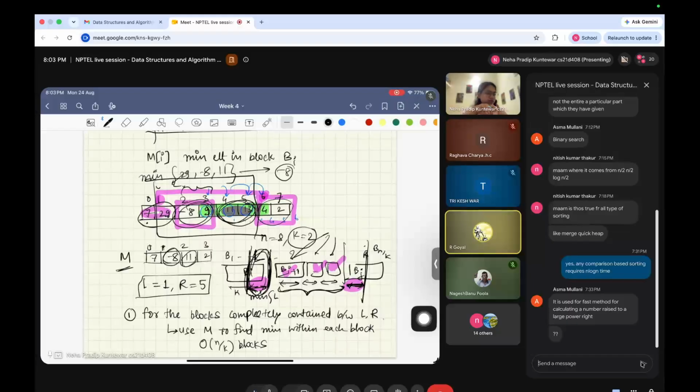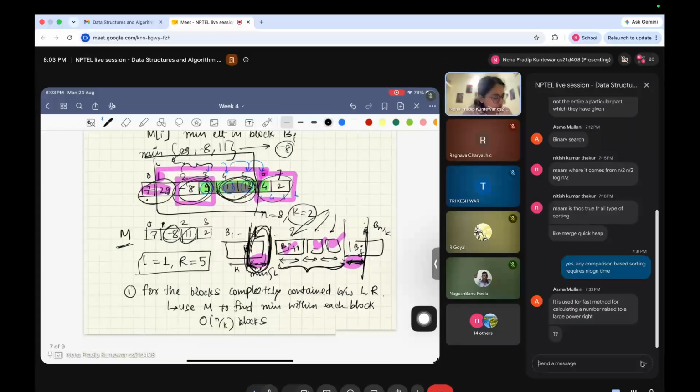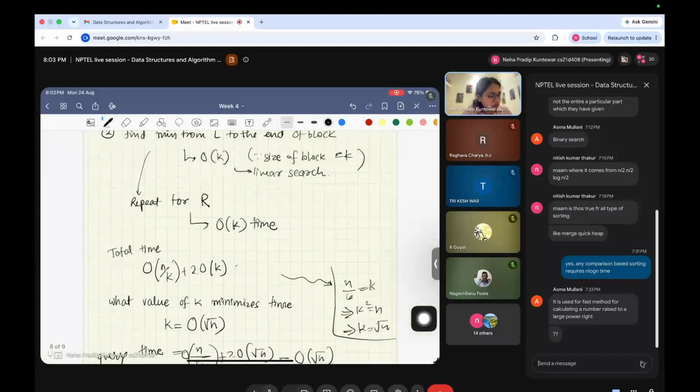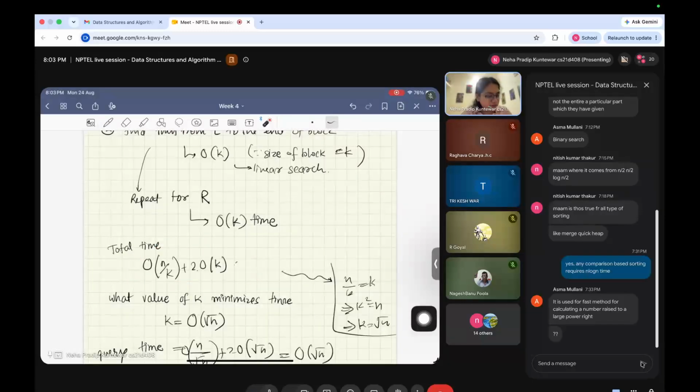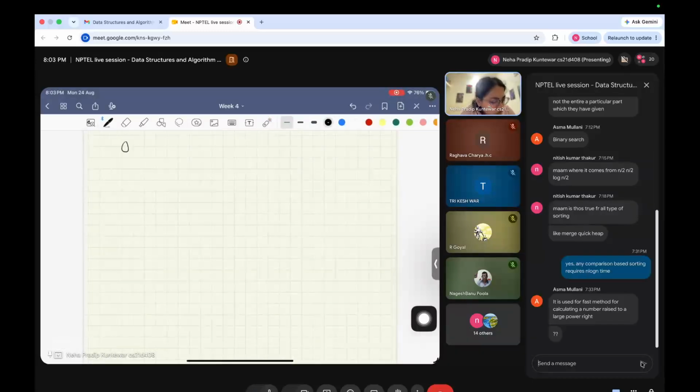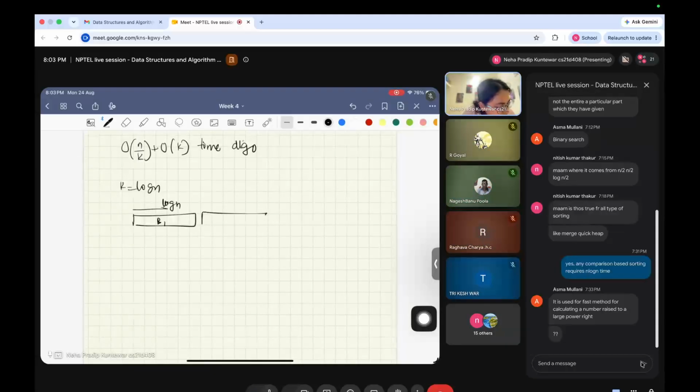Okay, let us do one more thing. Let me choose, in this algorithm itself, k to be log n. So we had an order n by k plus order k time algorithm, but let me choose k to be log n. So what will happen is I have blocks b1, this is of log n size, b2, and so on up to b n by log n, this is also of log n size.